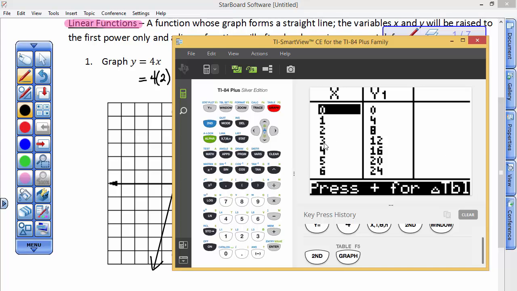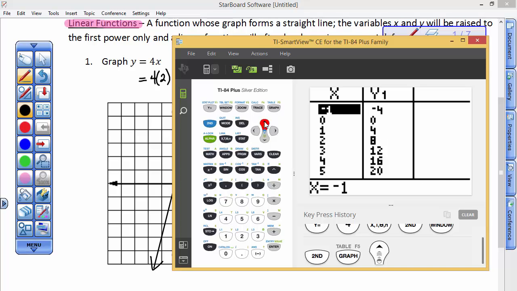One thing I haven't shown you yet is that you could back up on this table to see any negative values. So if you put a -1 into this equation for x, 4 times a -1 would give you a -4. So you can arrow through this table to see more values. Next, what I'd like to just share with you is that you could also let the graphing calculator graph this for you as well. And so I'd like to introduce the idea of looking at just the window.